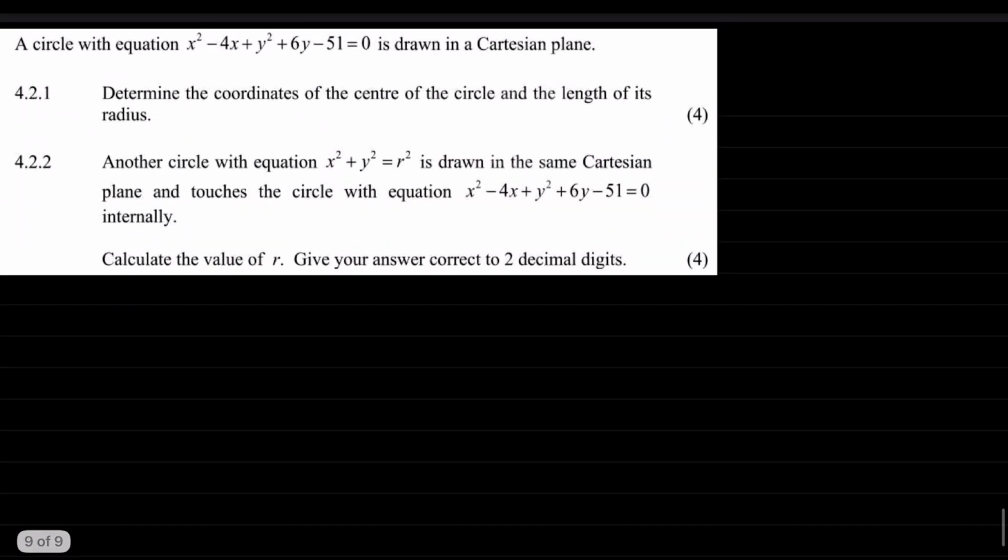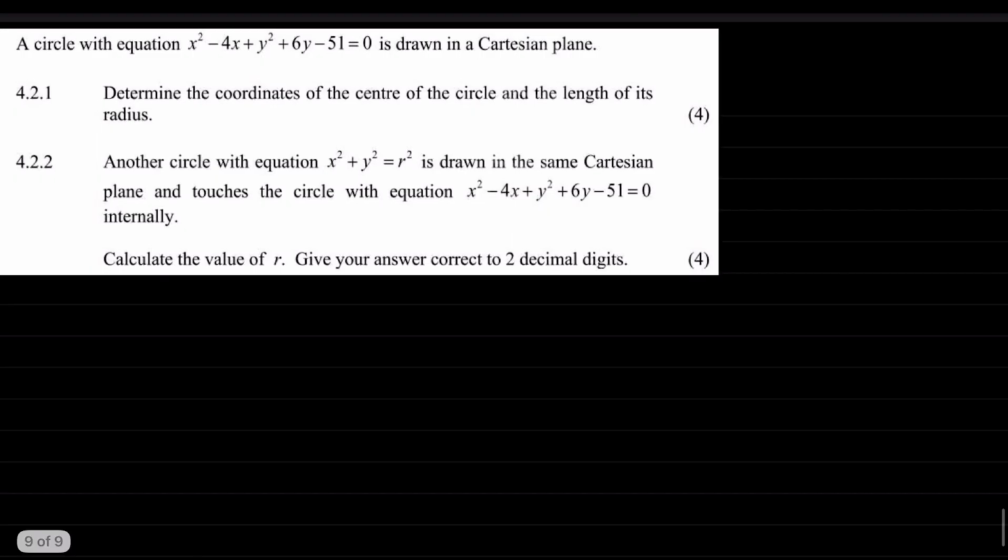Now let's take a look at the next part of this question. The next question, Question 4.2. A circle with equation x squared minus 4x plus y squared plus 6y minus 51 is equal to 0, and it's drawn on a Cartesian plane. 4.2.1 says determine the coordinates of the center of the circle and the length of its radius. Now to do this, we need to complete the square.